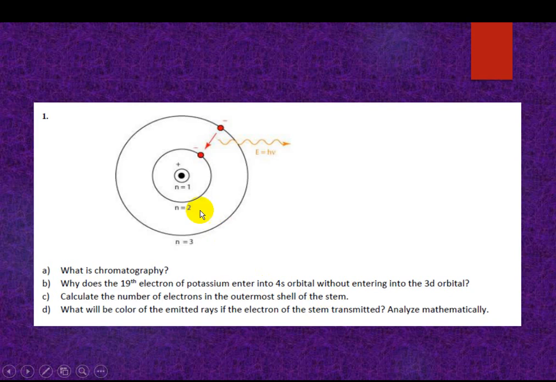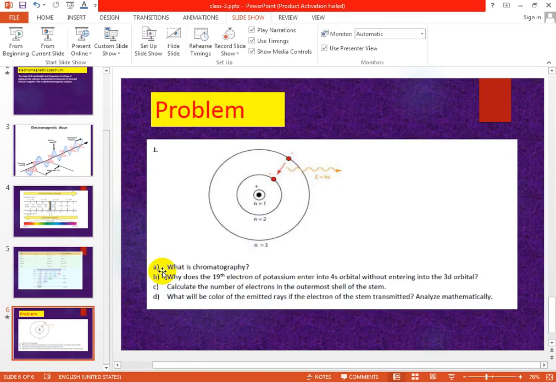What is the outermost shell of the stem? Which shell? n equal to 1, n equal to 2, n equal to 3. Which one is the outermost shell? n equal to 3. Yes, n equal to 3 is the outermost shell. In this shell, calculate the number of electrons. Okay, now we'll calculate the electrons in the outermost shell.